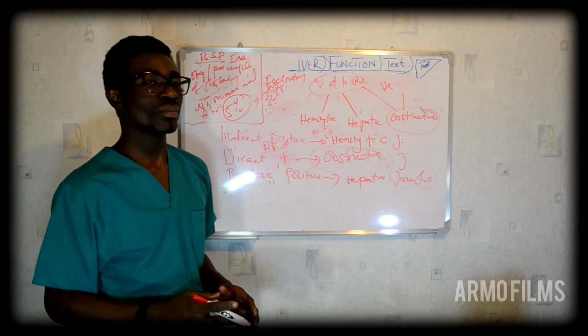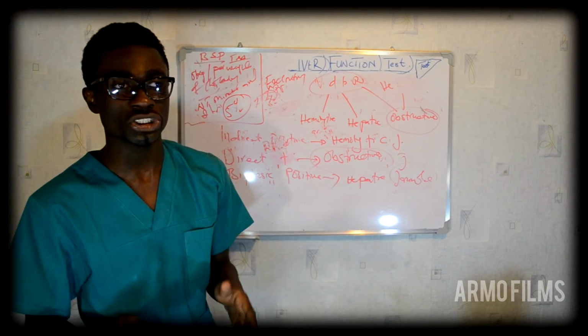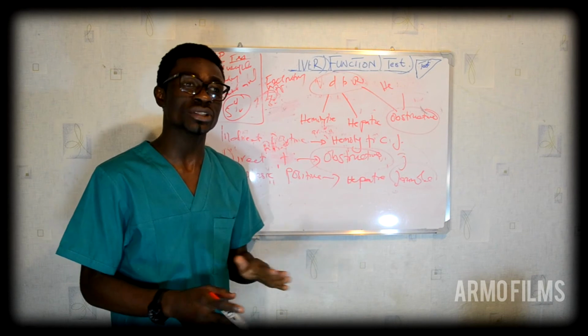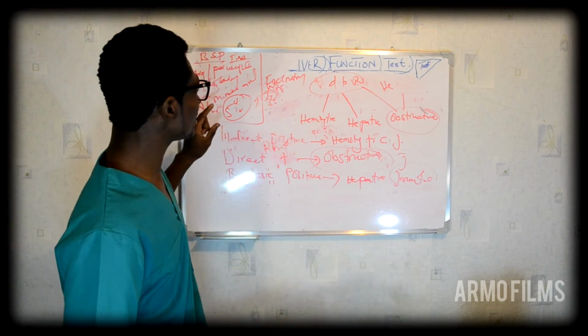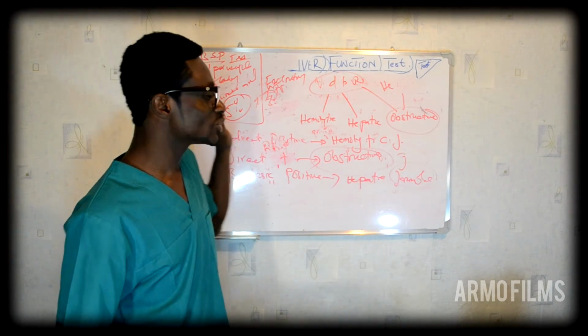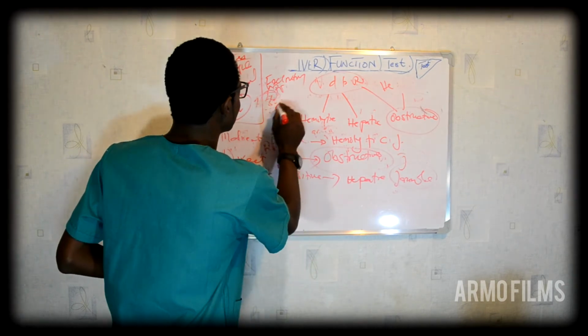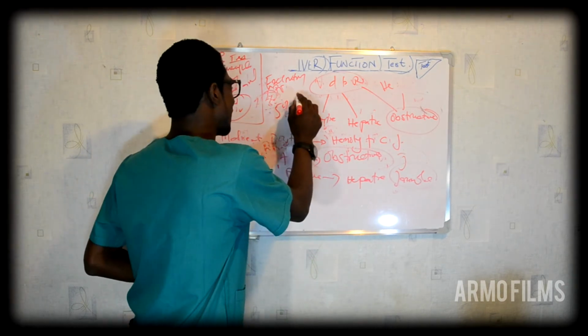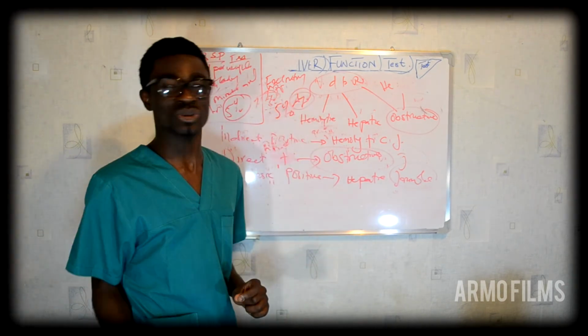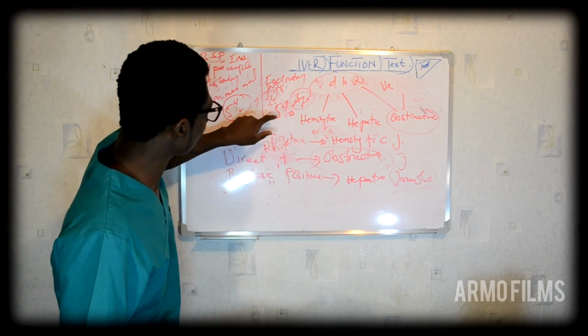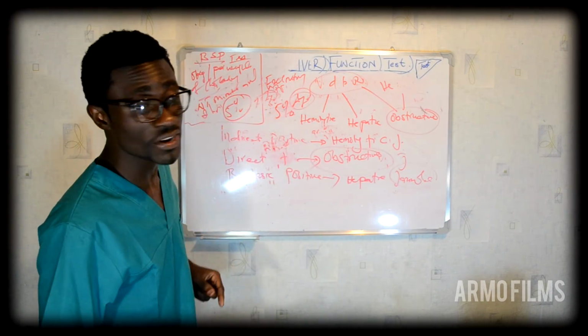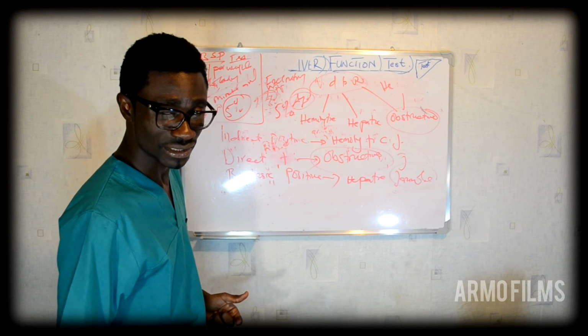But in a normal physiological condition, that means in a liver which is not damaged, the liver is only able to retain about 5% of this dye in the hepatocyte. You understand? Only 5% of the dye that was introduced intravenously is retained by the liver. Do you get what I'm saying?